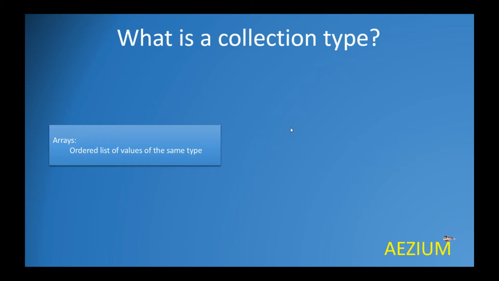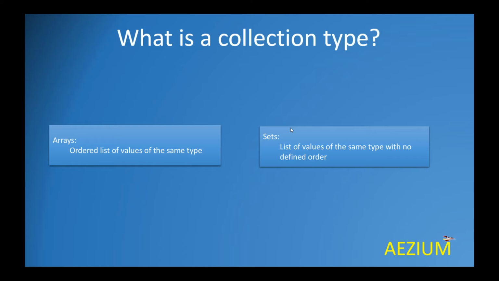Arrays are an ordered list of values which are all of the same type. The important thing is that they are ordered and they are of the same type. So for instance, we could be talking about arrays of integers which are put in a specific order on a list. Sets are lists of values of the same type, but the order in the case of sets is of no importance.